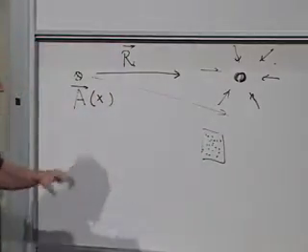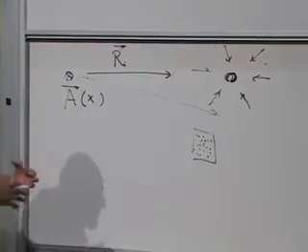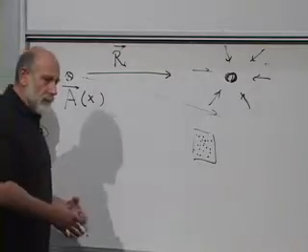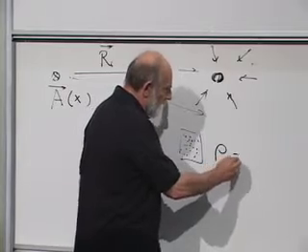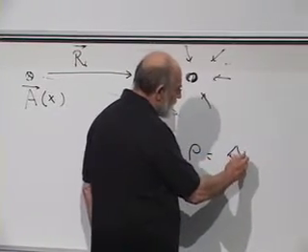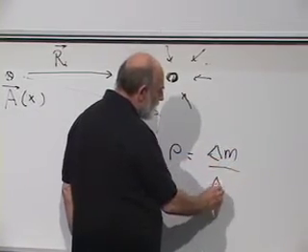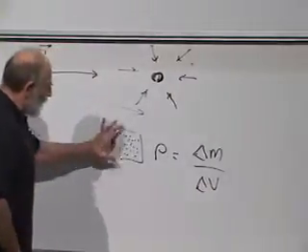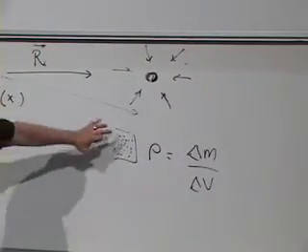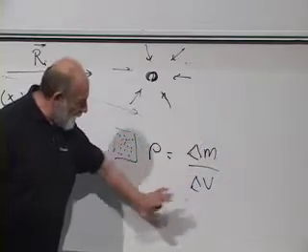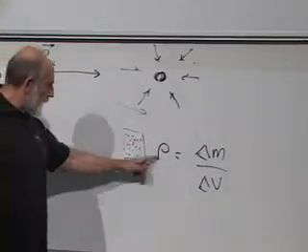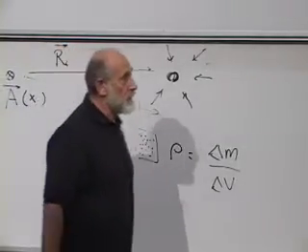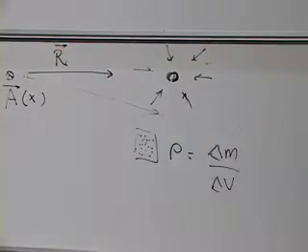Then the amount of mass in a unit volume, or the amount of mass per unit volume, is called rho, equals mass per volume. We take a small volume, count up all the mass in it. Delta m over delta v is called the mass density, the mass per unit volume. And of course, it varies in general from place to place.